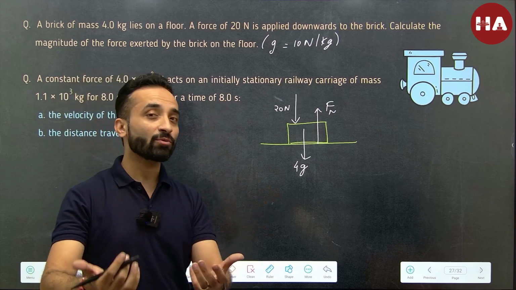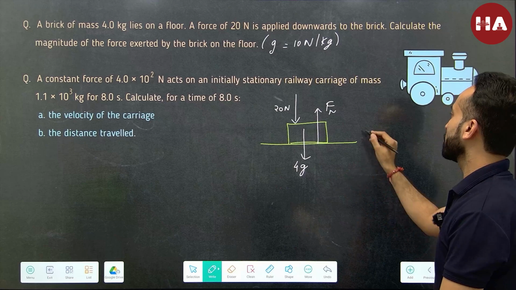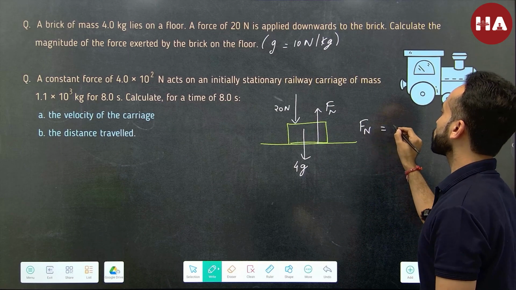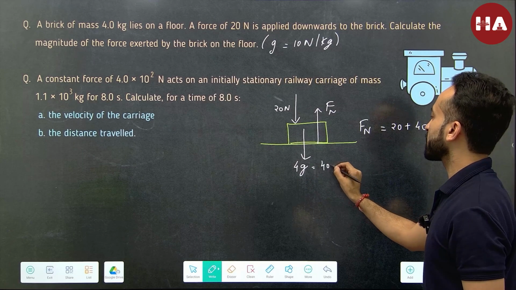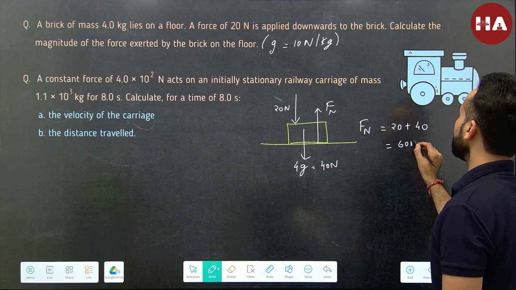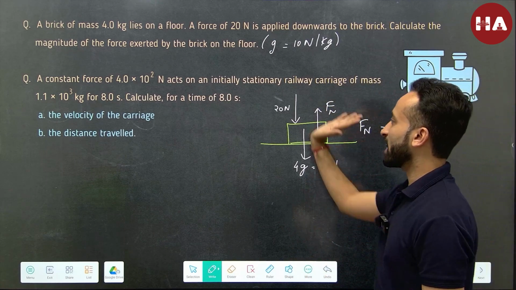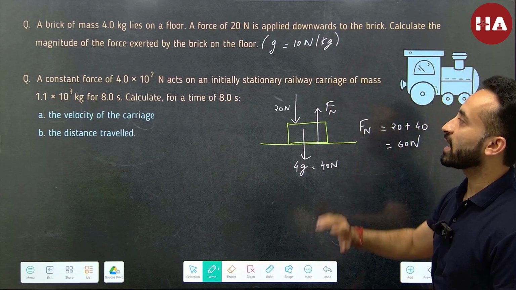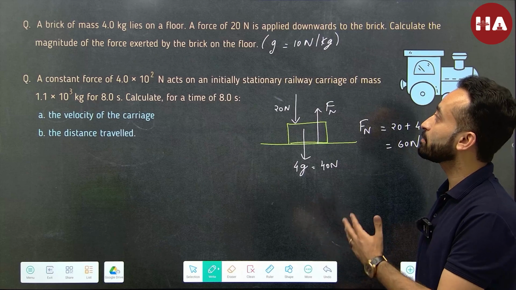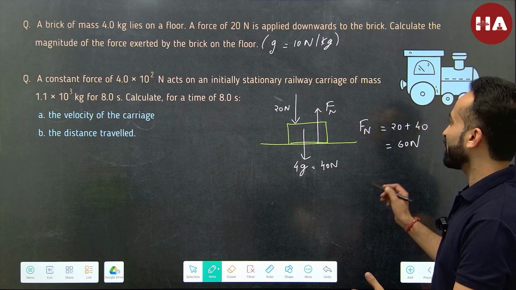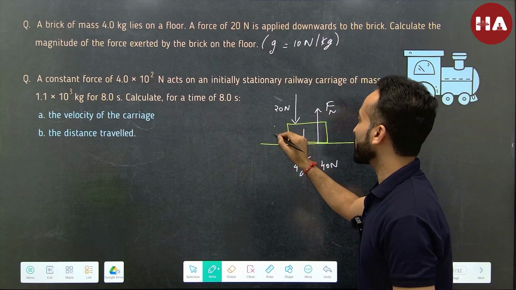Now the brick is in equilibrium, and if it is in equilibrium, the downward force should be equal to the upward force. So the contact force should be equal to 20 plus 40, because this will become 40 if we take gravity as 10, and therefore this becomes 60. So are you understanding how we are using the condition of equilibrium to calculate the force that the ground is applying on the brick, right? That is what we have to find out. Calculate the magnitude of the force exerted by the brick on the floor. But we have calculated the force exerted by the ground on the brick, but is it not going to be the same?